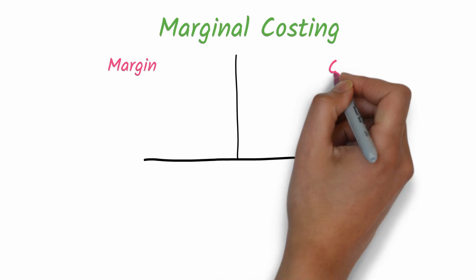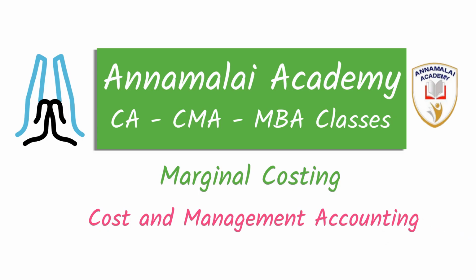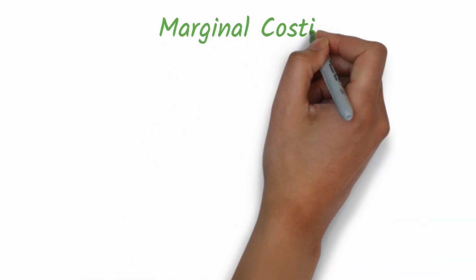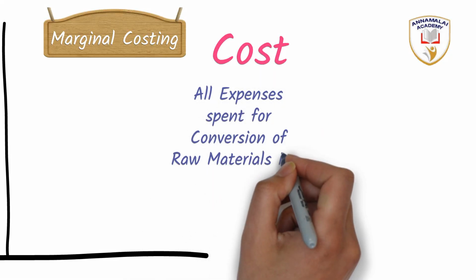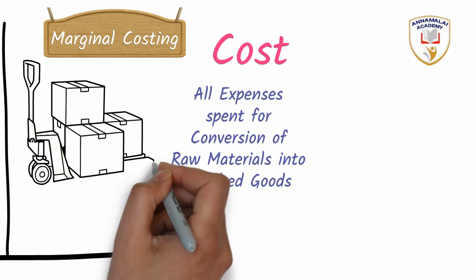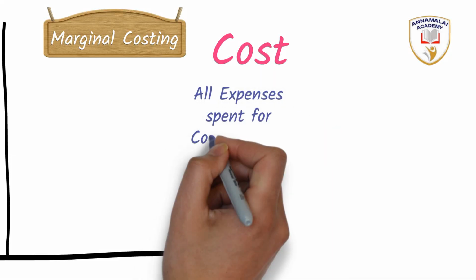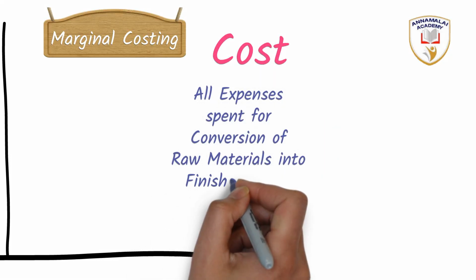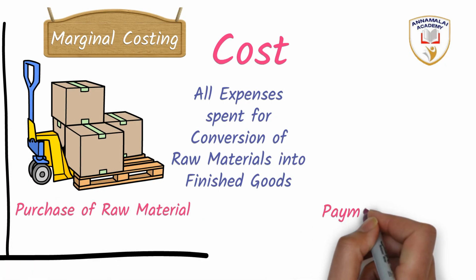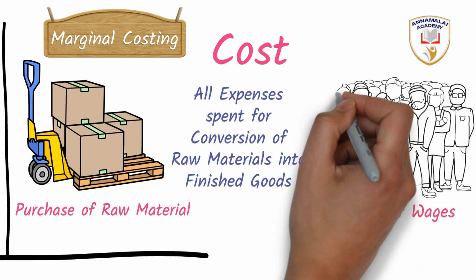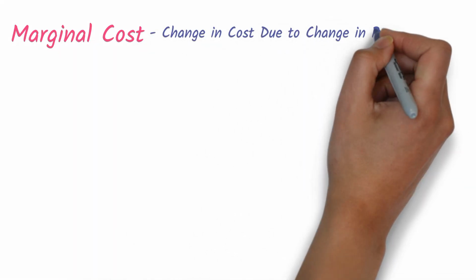In this video, let us discuss marginal costing, an important topic in cost and management accounting. Marginal cost: breaking the title, margin, cost, marginal costing. In your organization, you produce a few units and you decide to add a few more units. This is margin. Cost is the sum total of all expenses involved in the conversion of raw material into finished goods. You pay money for the purchase of raw materials, you make the payment of wages, all these constitute cost. Marginal costing is the change in the cost due to change in the production units.